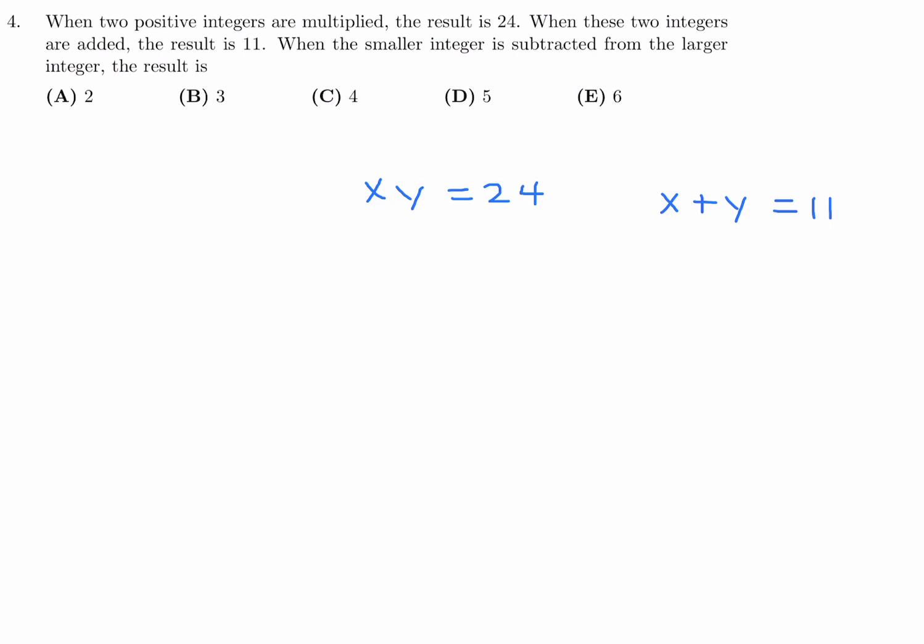Well, I think it's 3 and 8. Because 3 times 8 is indeed 24. And 3 plus 8 is indeed 11. So now you take the smaller and subtract it from the larger. The smaller subtracted from the larger would be 8 minus 3, and that is equal to 5. So number 4, the answer is D.